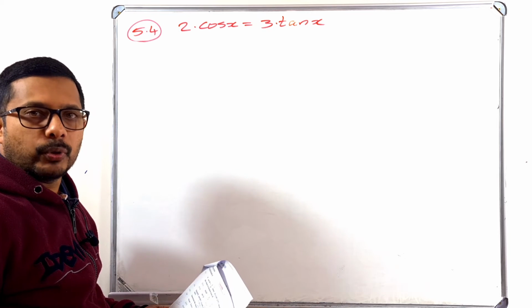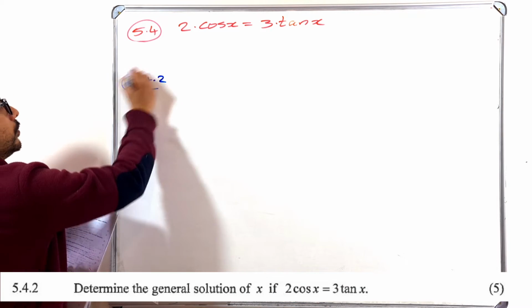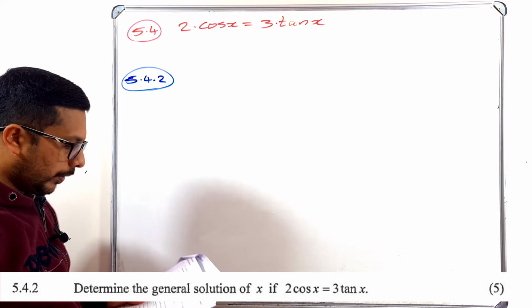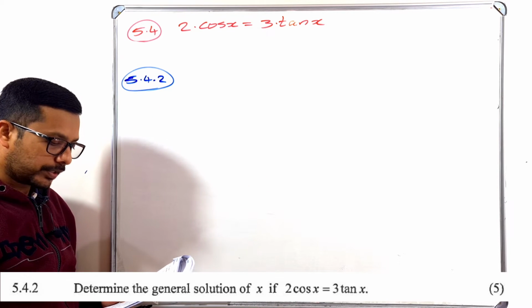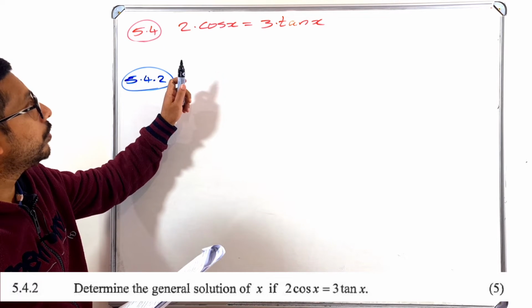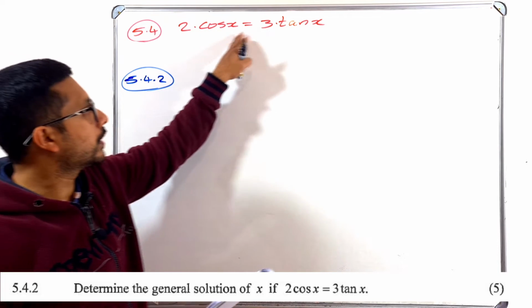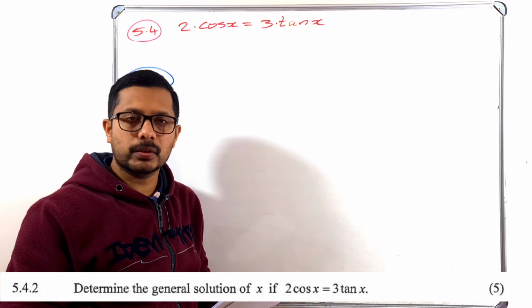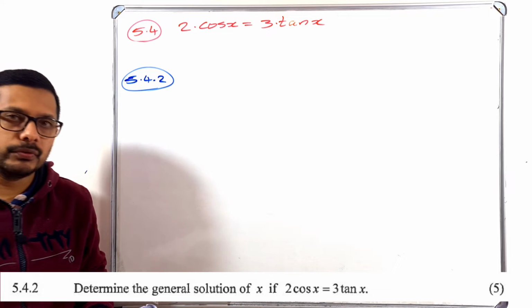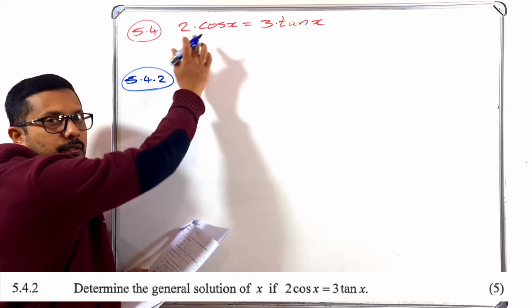Okay, question number 5.4.2. What is that question? Determine the general solution of x if 2 cos x is equal to 3 tan x. You have to find the general solution of x if 2 cos x is equal to 3 tan x. Okay, so look at the previous, what is the question? You have to write the general solution for this equation.